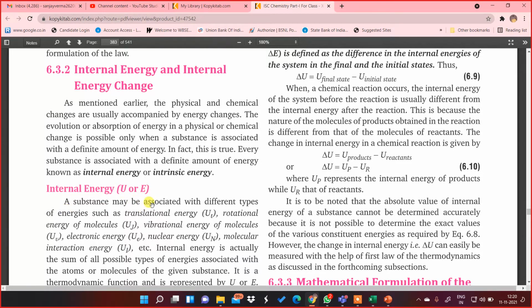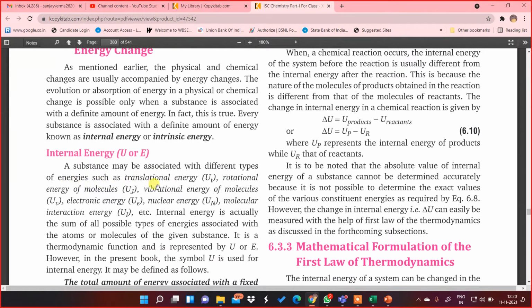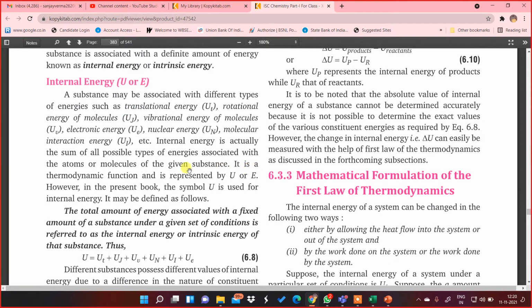Now, a substance may be associated with different types of energies such as translational energy on a straight line, UT, rotational energy, UR, vibrational energy of the molecules, UV, electronic energy, UE, nuclear energy, UN, molecular interaction energy, UI. Internal energy is actually the sum of all possible types of energy associated with the system or the atoms or molecules of the given substance. It is a thermodynamic function and it is represented by capital U or capital E. However, in this book, we will be strictly following the symbol U, which is used for internal energy.